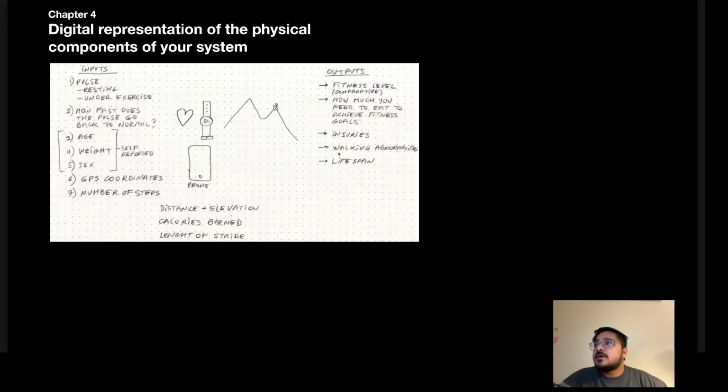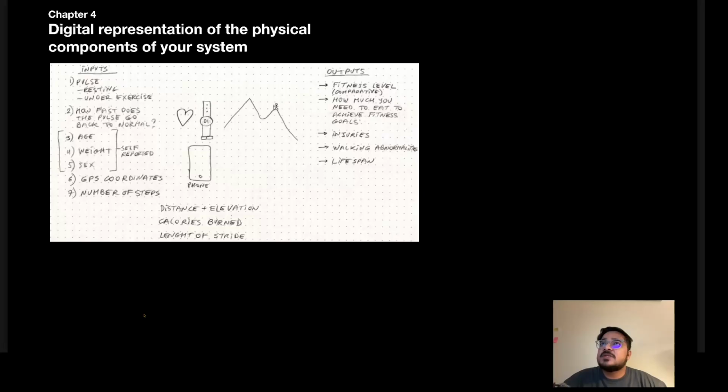And if you are walking abnormally, like one step is shorter than the other, then it can also sense that based on your stride length, and also your lifespan. So all the data will help to guess the lifespan, so that could be one of the benefits. Distance plus elevation, calories burned, length of stride. Okay, yeah, the phone can measure this based on the vibration and also the sensors the phone has, because a phone has many more sensors.